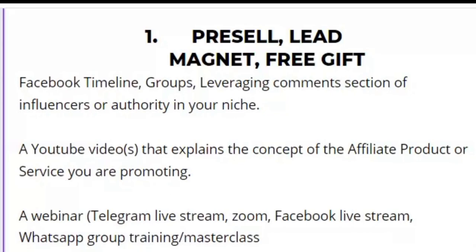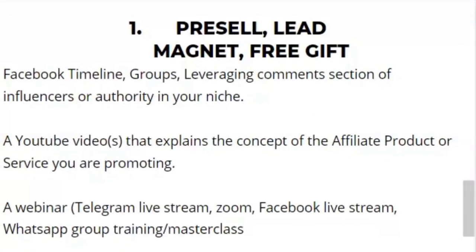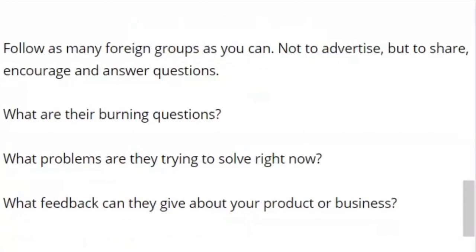Another thing you can do when it comes to having a free gift or a lead magnet is that you can create a webinar. This can be a Telegram live stream, it can be a Zoom live stream, it can be a Facebook live stream, it can be a WhatsApp group training or a WhatsApp masterclass. Now basically the idea here is very simple. You are not selling anything, you are giving them something of value. But as you're giving them something of value, the first thing is that you are taking from them their contact details. You take them to your autoresponder, or you add them to your WhatsApp list.